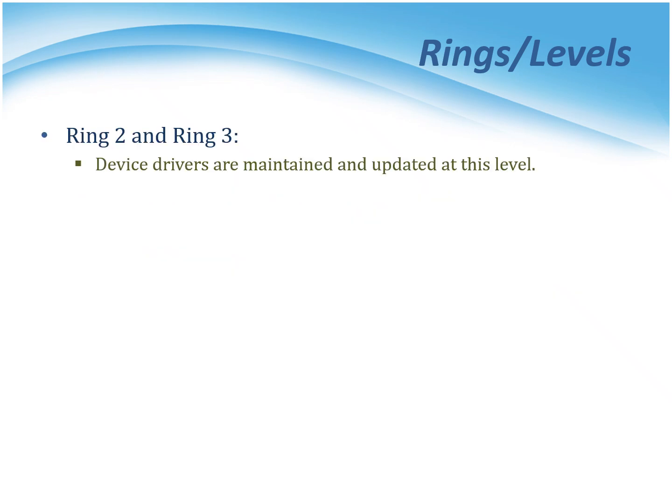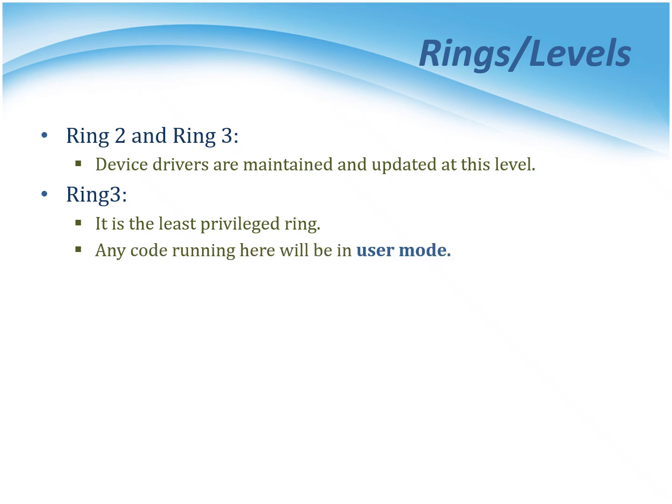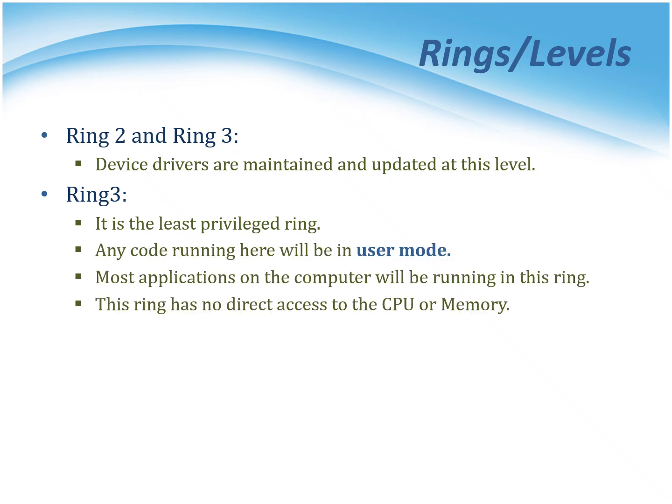In rings 1 and 2, device drivers are maintained and updated at this level. Ring 3 is the least privileged ring. Any code running here is in user mode, the direct applications. Most applications on the computer run in this ring. This ring has no direct access to the CPU or memory. It goes through a ring 2 device driver and then kernel mode, and then they get whatever they want. The infrastructure executes down to ring 0.